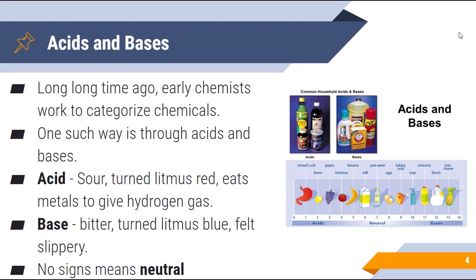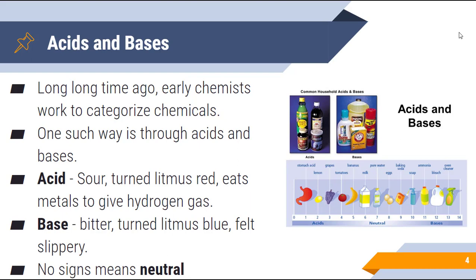So it's in our nature as humans to want to categorize things. It just makes things easier for us to really remember them and be able to understand them if we categorize them. It's just a fact of human nature. And a long time ago, early chemists worked to categorize chemicals, and one such way is through acids and bases.